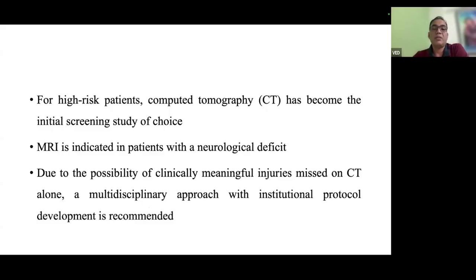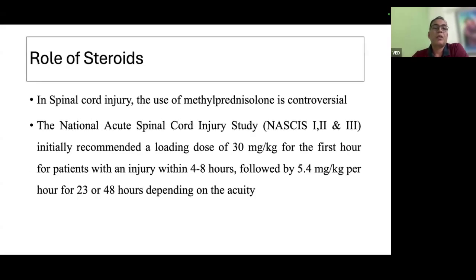MRI is indicated in patients with a neurological deficit. If we are planning to intubate a patient, we should intubate the patient after getting the CT scan, or it should be followed according to Advanced Trauma Life Support. Then we should get the magnetic resonance imaging, MRI, of the cervical spine. Due to the possibility of clinically meaningful injuries missed on the CT, it becomes mandatory that we should have an MRI of the spine.